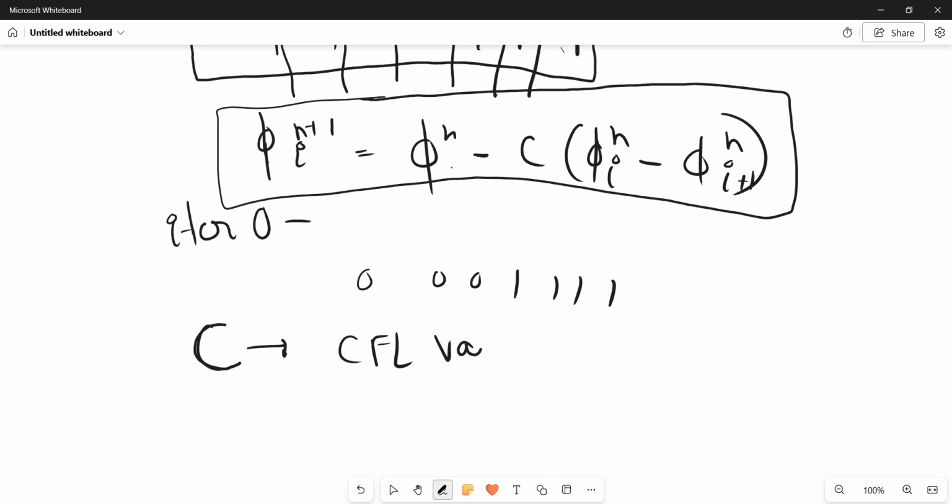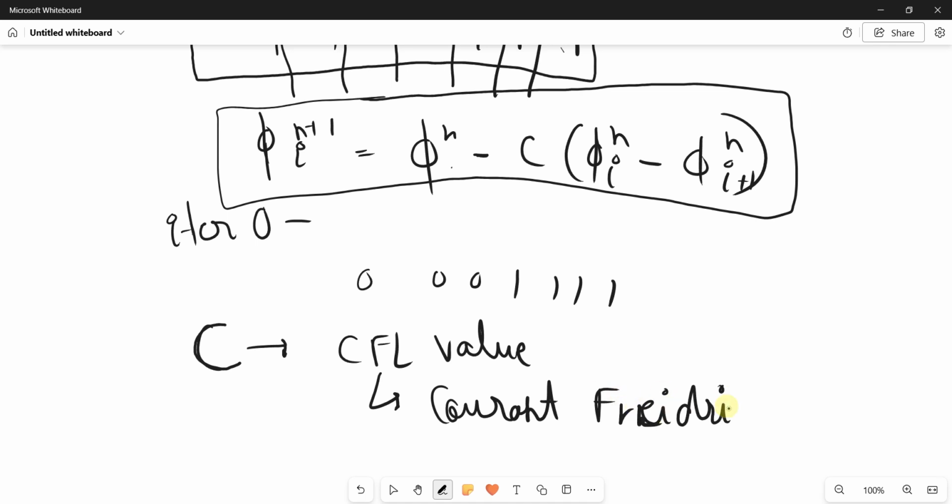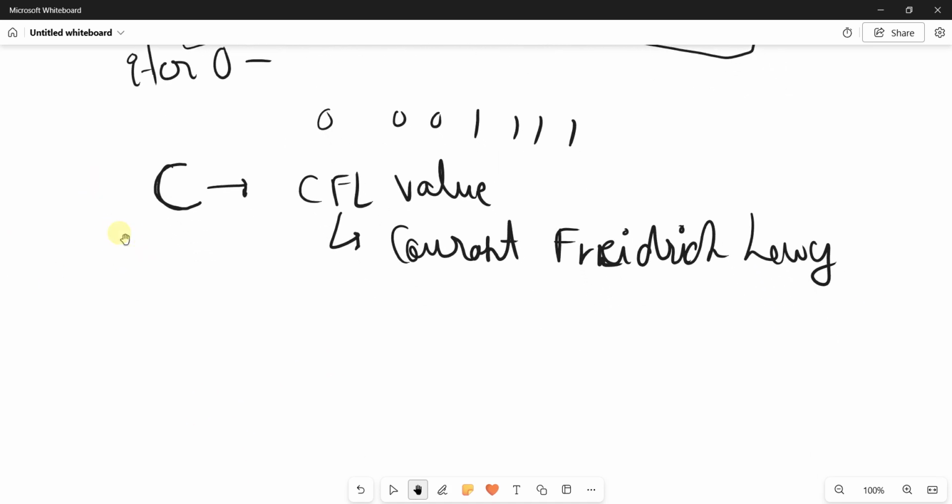CFL value. Now what is CFL? CFL is the Courant-Friedrichs-Lewy number. So what does this CFL mean? We will be covering it later, but I'll just tell here what it means.